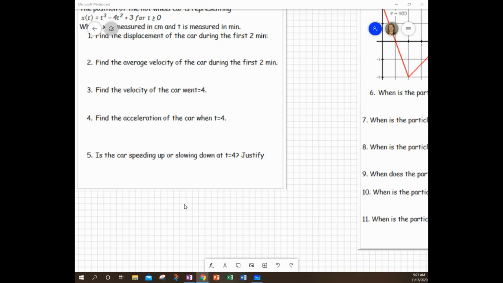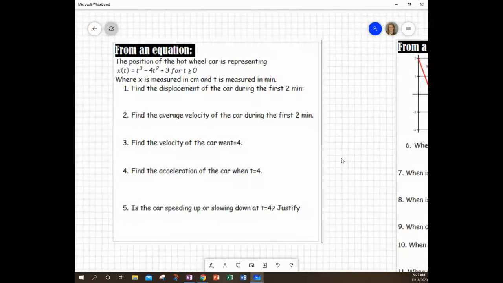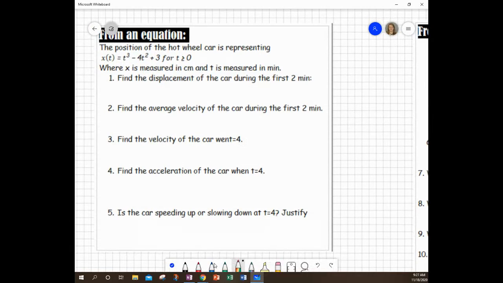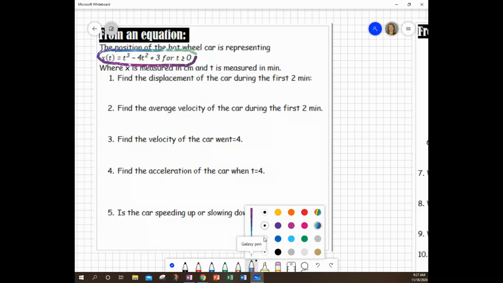All right, guys. So now that we have an understanding of acceleration and velocity and the position of the particle, we're going to look at how you actually look at an equation and answer the same questions that we just did off the graph. So they give me a position function, right? So that's important to know. What is this function? This is my original function. This is going to tell me the position of the particle.